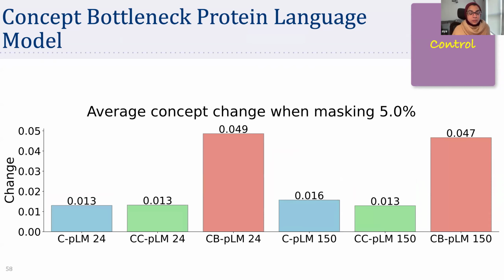Okay, and we can also look at the magnitude of change. So you can see how much the property changed. And what we find is that in the concept bottleneck protein language model, you can see a very, very big change in the property, because we know where to mask, we know what to mask. So when we mask it and we change the value, we get the right thing basically. And yeah, so that's in terms of control.